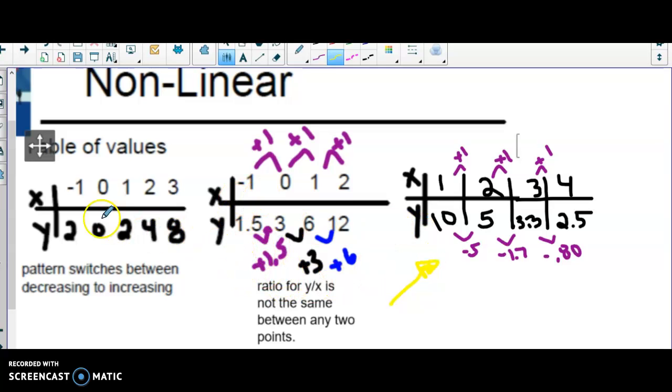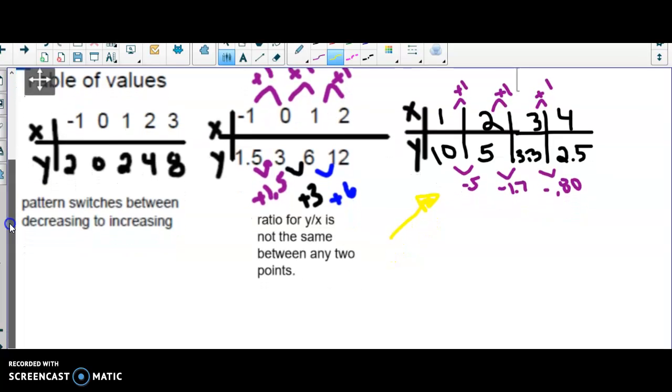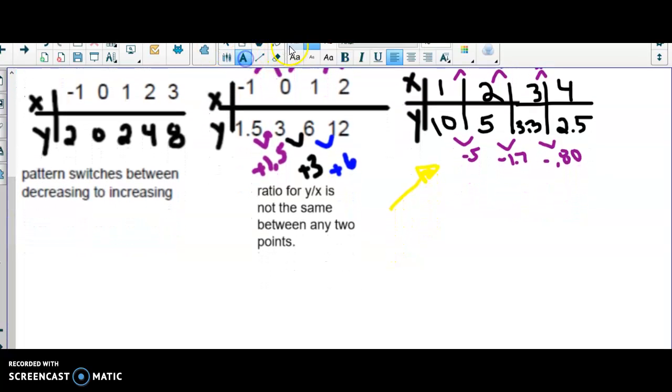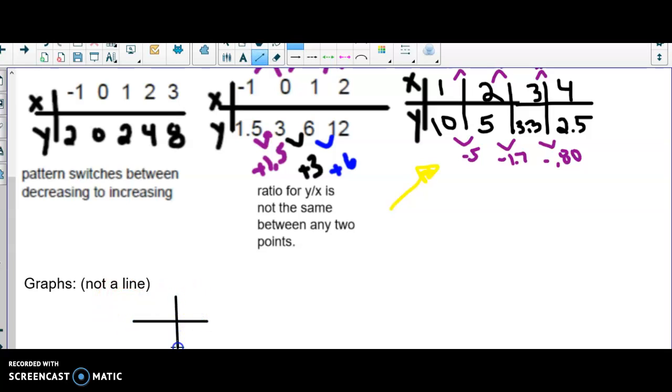Okay? All right, so the next thing we're going to talk about in our notes, we're going to write down just graphs of example functions that are not linear. Okay, so we're going to keep it pretty basic. Basically anything that's not a line. If it's not a line, not linear. Boom, that's it. So let's just do a couple little examples.